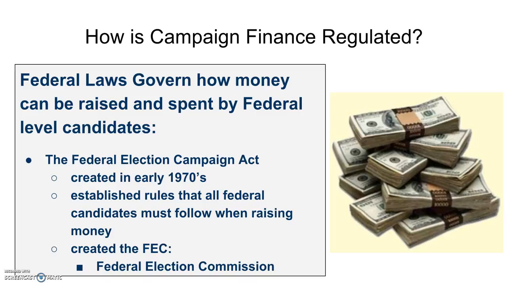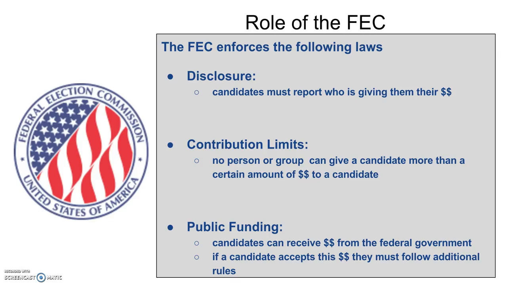And there are a couple specific rules that I want you to remember. Those specific rules are disclosure, contribution limits, and public funding. The disclosure rule basically means that if candidates are drawing money in from donors or other sources, they must disclose, they must report on where that money is coming from. And this is just so that we as the American people can keep track of where these people are getting their money and to make sure that there's no potential for corruption.